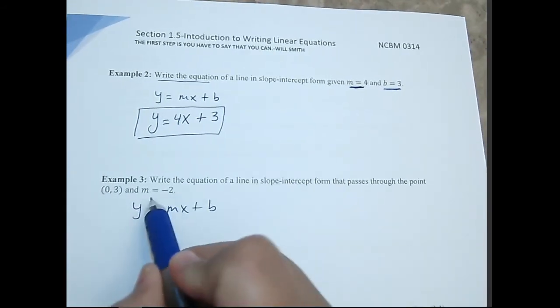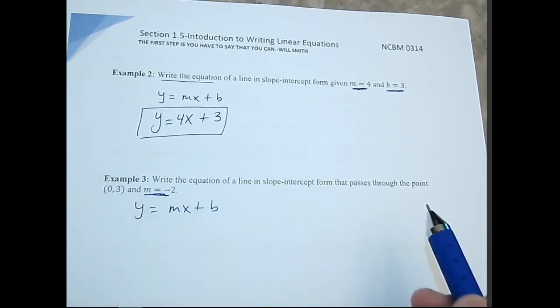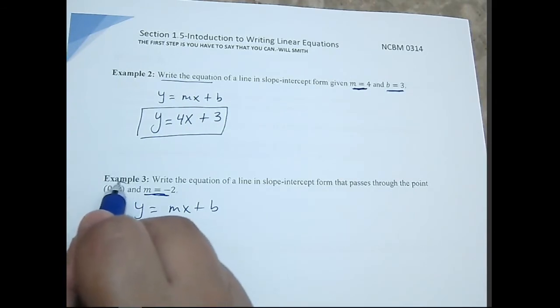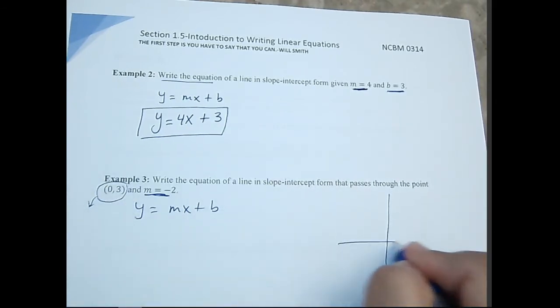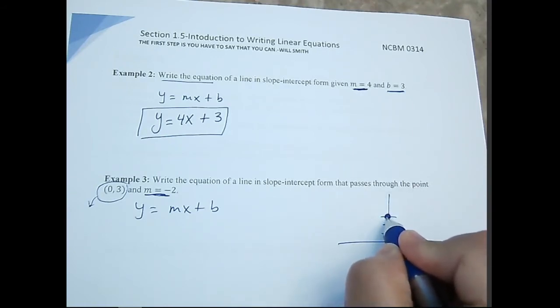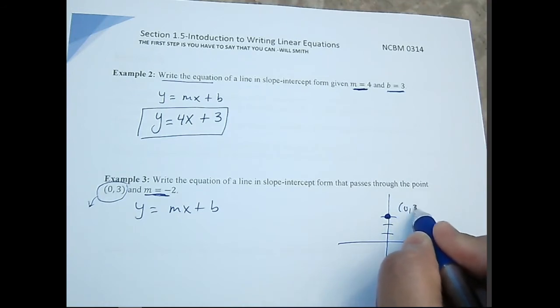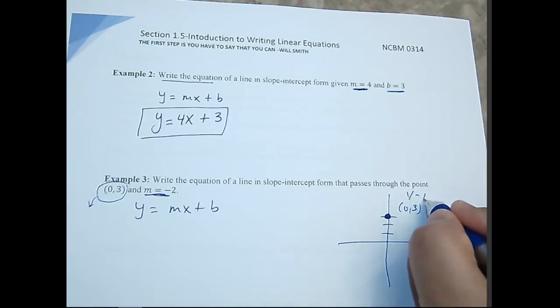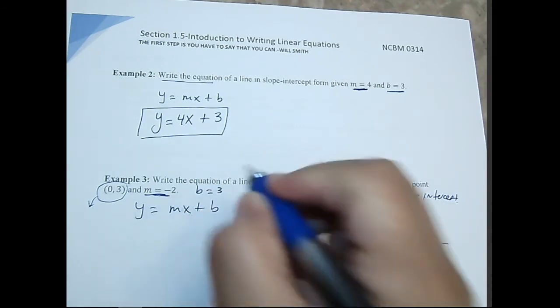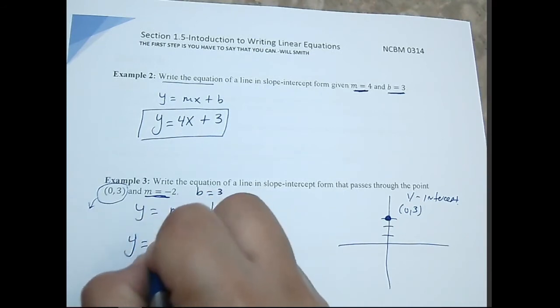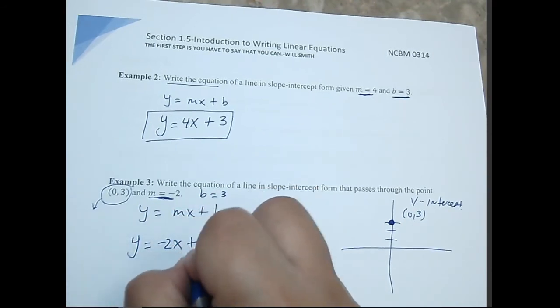And now let's observe. They do give me my slope, so that's awesome. And now they give me this point. So this point, if I was to graph, is sitting at this location. So you can see that this point is my y-intercept. So in this case, b is 3. So my slope is -2 and b is 3.